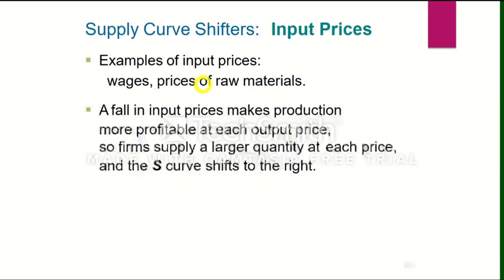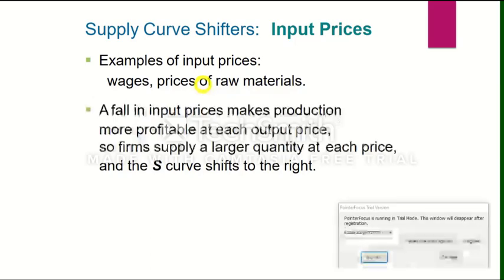Prices of raw materials, in the previous example of lattes, you need milk and coffee, so all these are raw materials. A fall in input prices makes production more profitable at each output price. So firms supply a larger quantity at each price and the supply curve shifts to the right. Here output price means the price that the seller is charging to his customers. And the input prices are like wages and prices of raw materials.